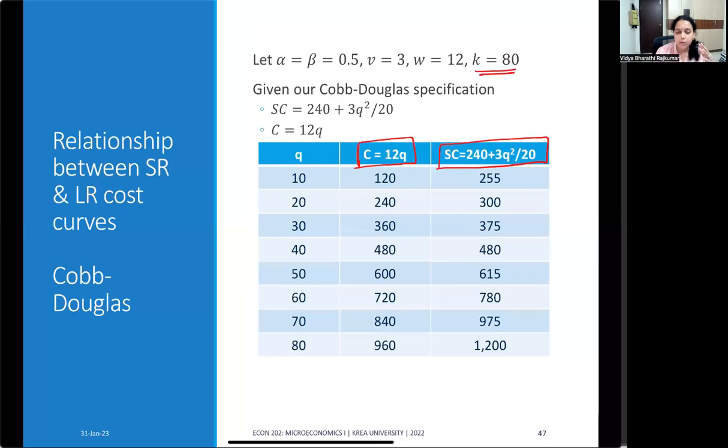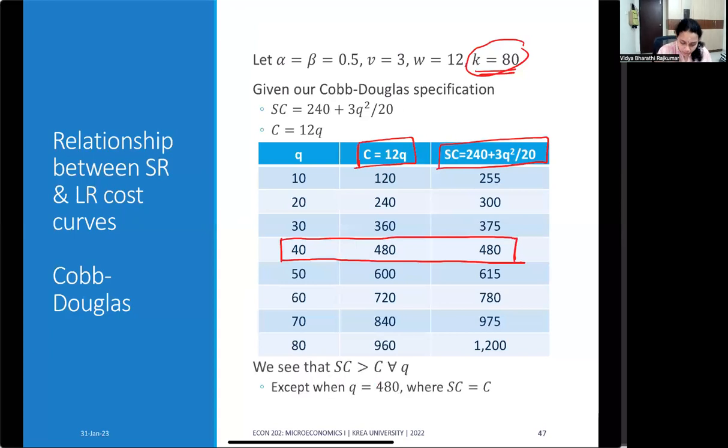Now for different values of Q, you can see the long and short-run costs. Notice that for every level of output, your long-run costs are lesser than short-run. Okay, 360 is lesser than 375 and so on, except for that particular level of output where they are the same. So if your target level of output is 40, K equals 80 is your optimal level of capital stock. That's what this means, because this is capturing that point of tangency between your long and short-run cost curves. So except when, this should be Q equals 40, everywhere else your short-run costs will exceed long-run costs.